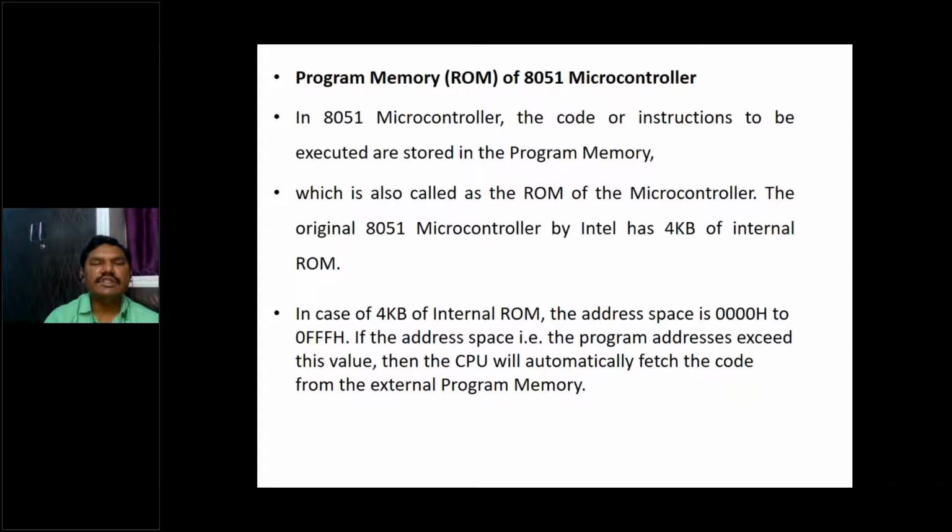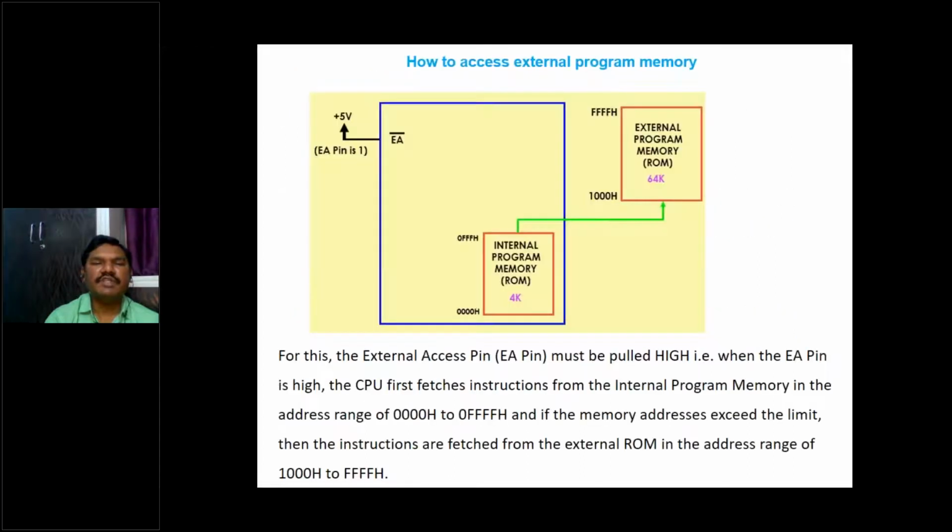So this is the program memory that we have seen already. This is the diagram of how to access external program memory. This is called the 8051 chip, and it has 4 KB of internal ROM, and it goes up to 64 KB.